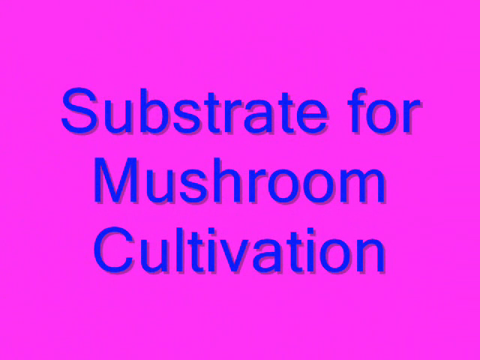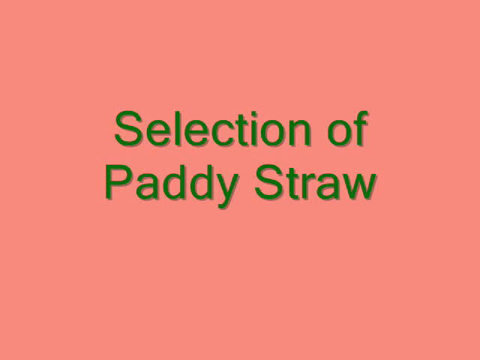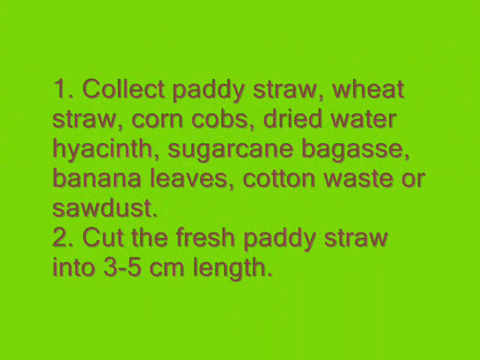Substrate required for mushroom cultivation. Selection of paddy straw. We can also use other substrates for mushroom cultivation such as paddy straw, wheat straws, corn cobs, dried water hyacinth, sugarcane bagasse, banana leaves, cotton waste, and sawdust. Cut the fresh paddy straw into 3 to 5 cm length.